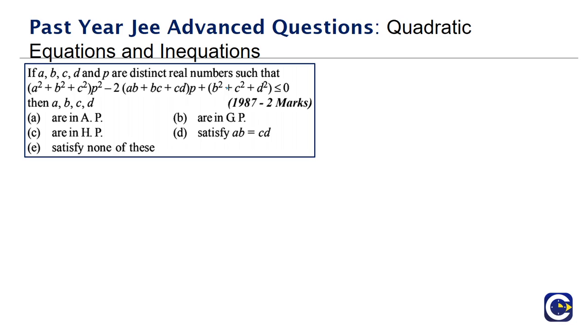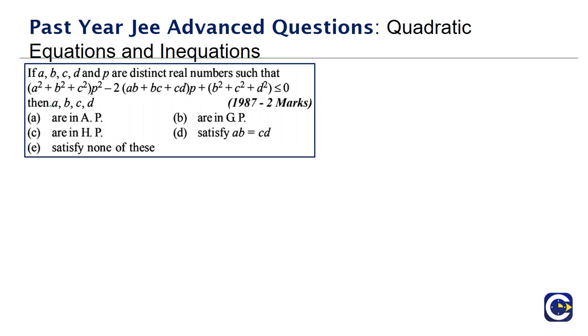Moving on to the next question: if a, b, c, d and p are distinct real numbers such that (a square plus b square plus c square) into p square minus 2 into (ab plus bc plus cd) into p plus (b square plus c square plus d square) is less than or equal to 0, then a, b, c, d are in.